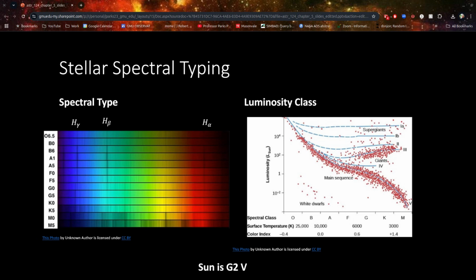But let's go to the left. In the early 1900s, a group of women known as computers took the data that the Harvard men took, and they came up with a system for a physical rationale, a physical classification system, for the spectra that they were seeing, essentially the change in brightness as a function of wavelength.